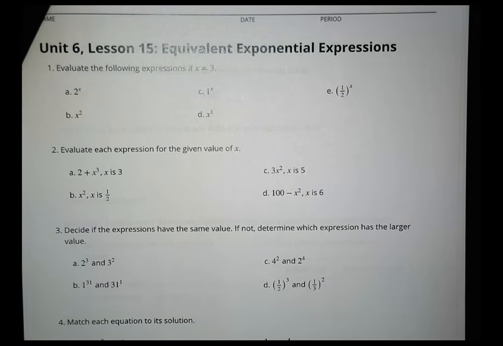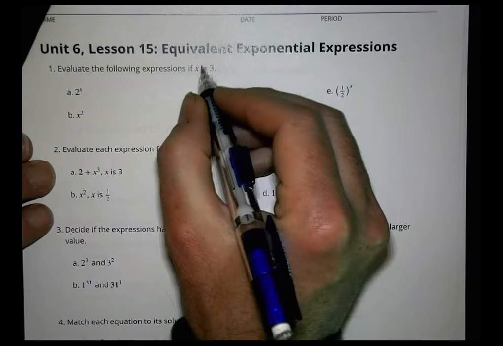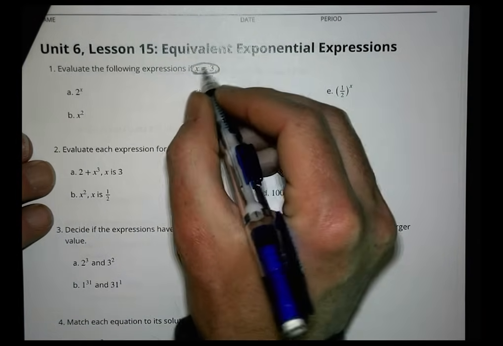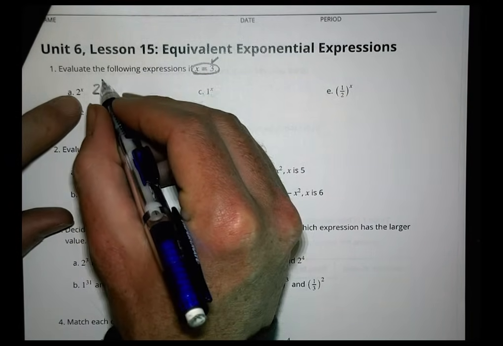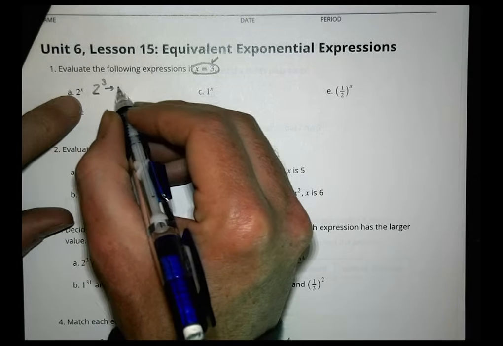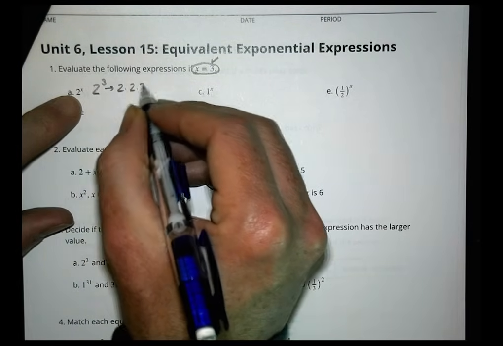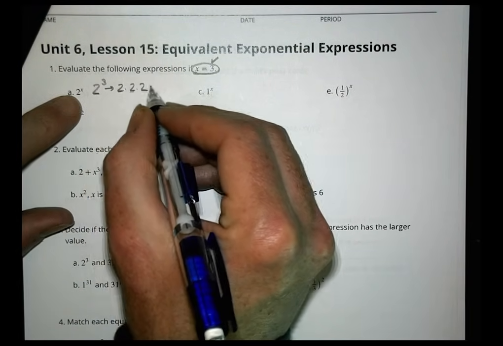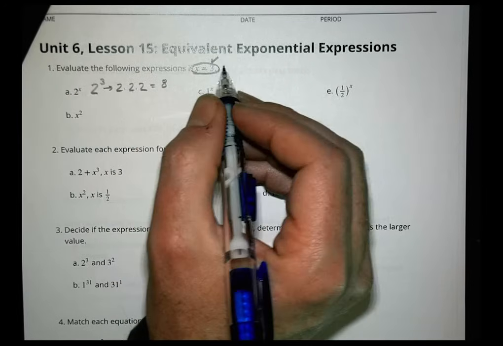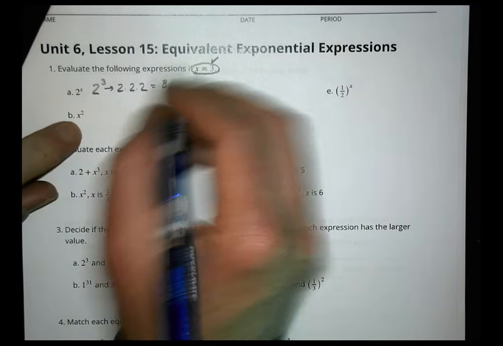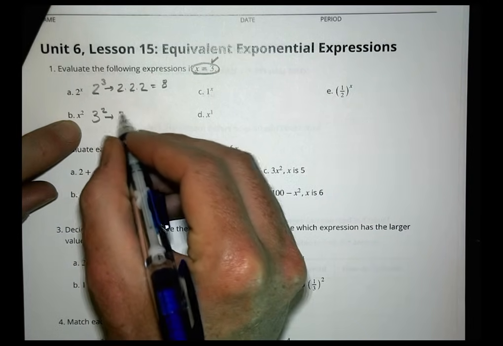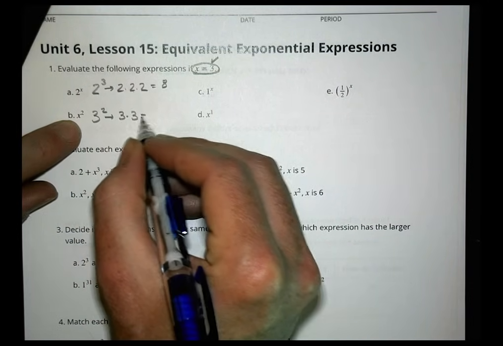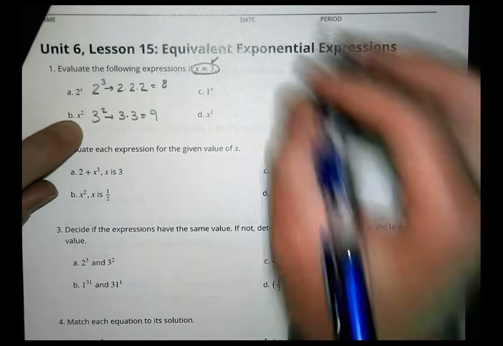All right, homework time for lesson 15. It says to evaluate the following expressions if x equals 3. So we're going to substitute the value 3 for x in each of these problems. So a becomes 2 to the third power, which is really 2 times 2 times 2. 2 times 2 is 4, times 2 is 8. The next one, we're going to put 3 in place of x, so we get 3 squared, which is simply 3 times 3, which equals 9.